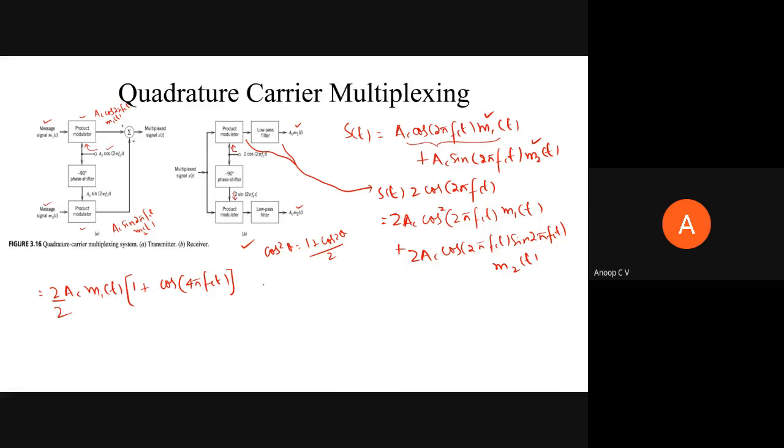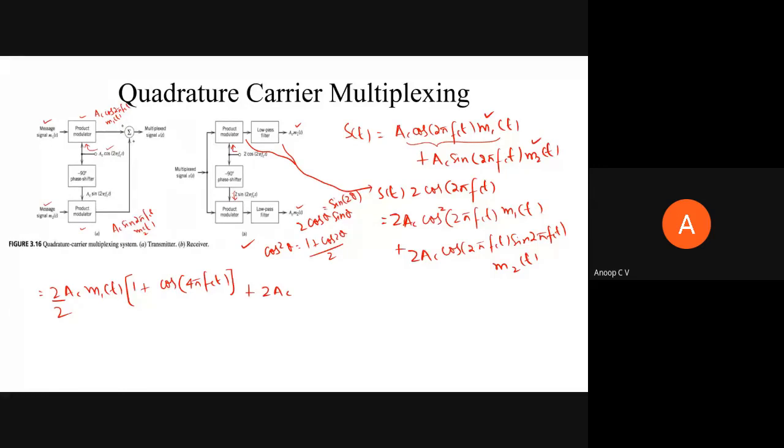And the second term would be 2 AC. What is cos theta sin theta? Or 2 sin theta cos theta, that is sin 2 theta, right? Yes or no? Right, 2 sin theta cos theta is sin 2 theta.